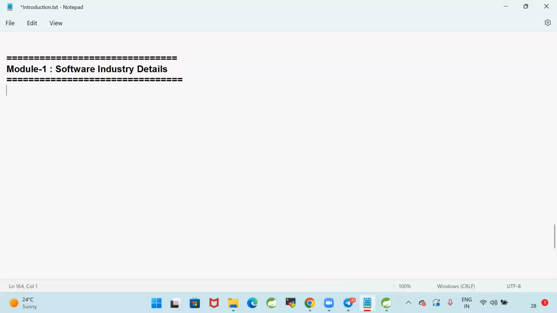In this theoretical module, this is just an introduction for all the people who are entering into the IT industry. The first thing that we need to understand is types of software companies. In the IT sector, there are thousands of companies available. All these software companies can be divided into three types, guys.